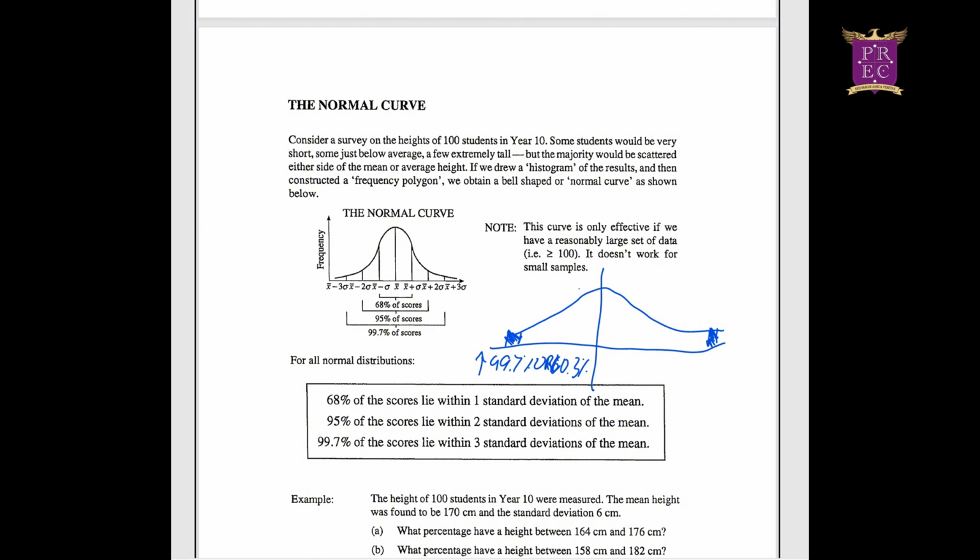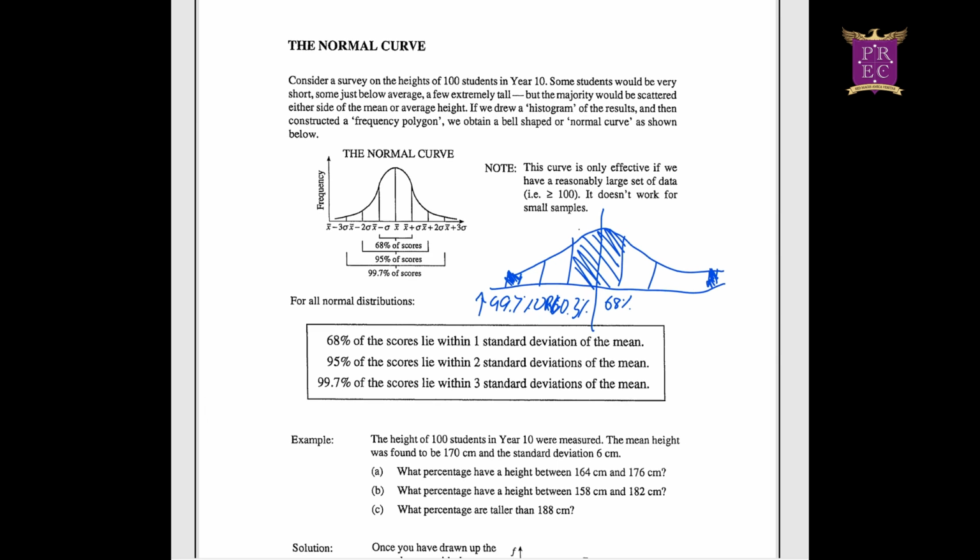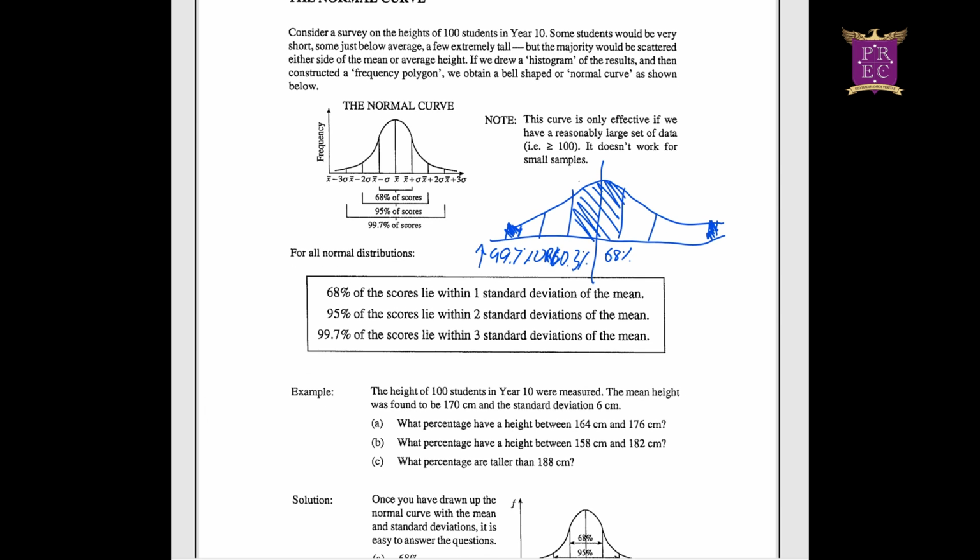Okay, and this is where most of the scores are, which is 68% of the scores. And after 2 standard deviations, it'll be 95% of the scores, and after 3 standard deviations, it'll be 99.7% of the scores. Okay, just read through this box here and you'll understand what it means.